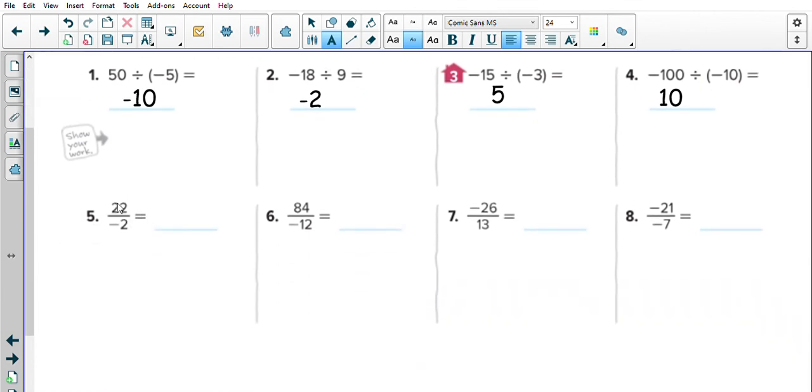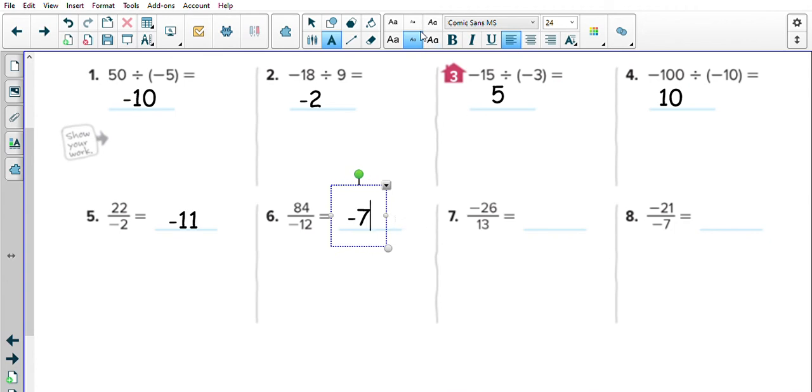Let's slide this up for you. Signs are different in number 5, and they're shown as a fraction, but again, that fraction bar just represents division. 22 divided by 2 is 11, and since the signs were different, it's negative. Number 6, ooh, this is a tough one. So we've got to know what 84 divided by 12 is. If you know that 12 times 7 gets you 84, that will help you. Since the signs are different, my answer is negative. This solution will be negative 7.